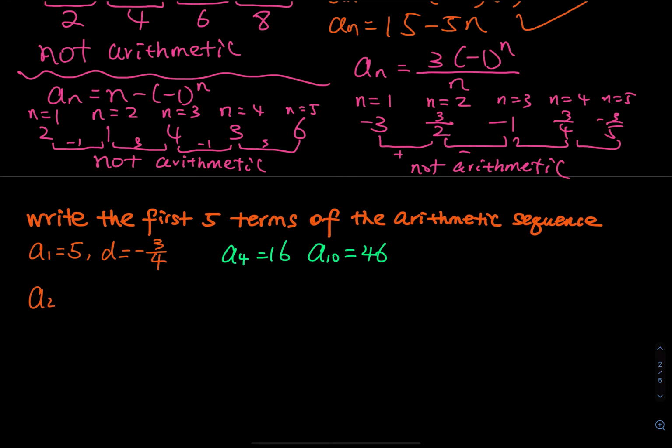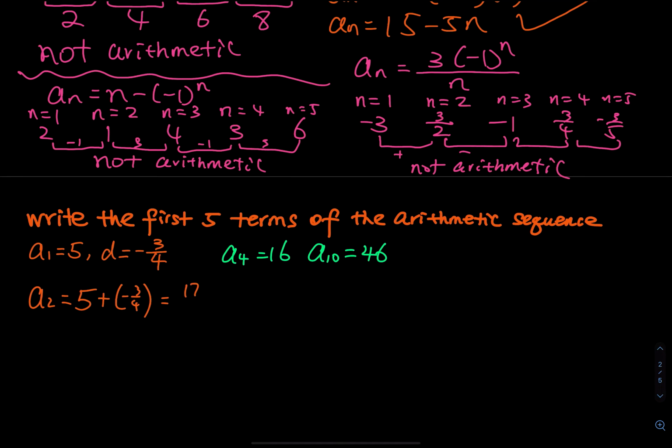You already have everything you need. So the second term is 5. Because in an arithmetic sequence, every consecutive term has the same common difference, right? So all you have to do is add the -3/4. You always add the common difference. If the common difference is negative, the minus will take care of the plus for you. So you always add the common difference.